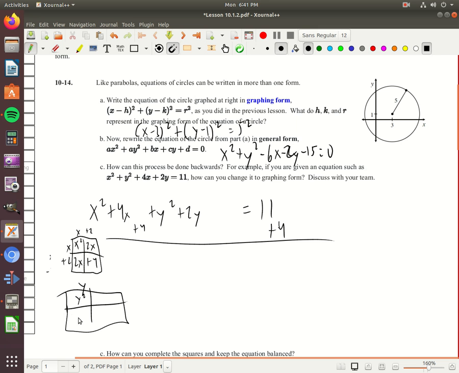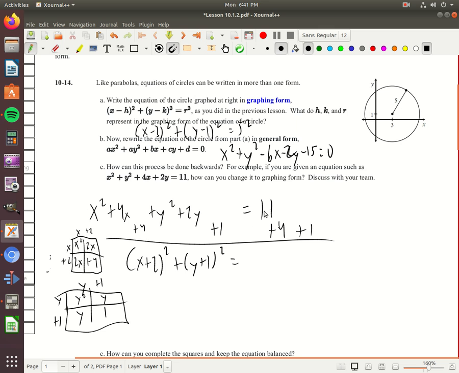squared, y and y, right? So there's my y plus 1 and my y plus 1. You can see that I need a 1 to complete the square. But if I add a 1 here, I need to add a 1 here. Now I can rewrite this. Instead of x squared plus 4x plus 4, I can rewrite it as x plus 2 squared. And instead of y squared plus 2y plus 1, I can rewrite it as y plus 1 squared.